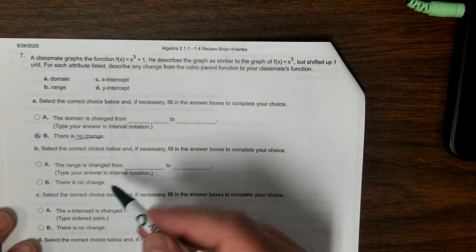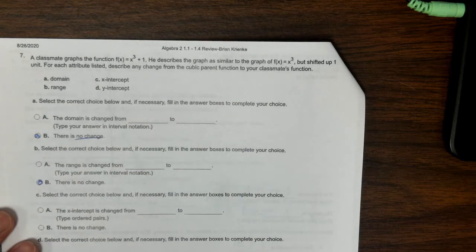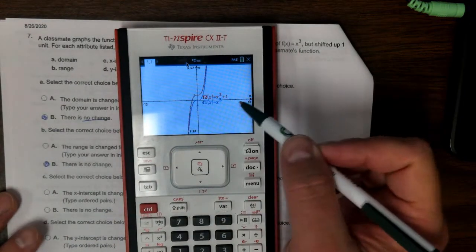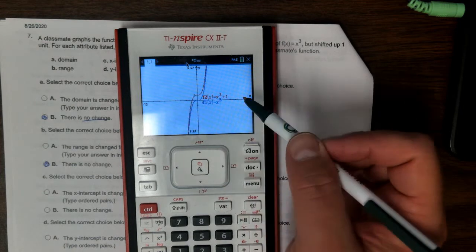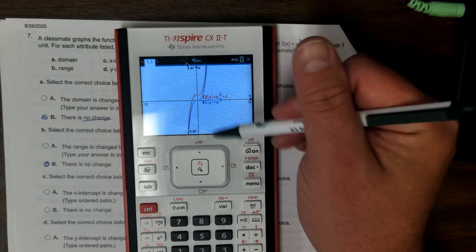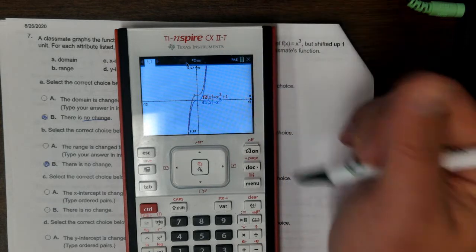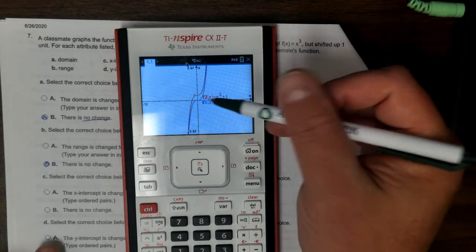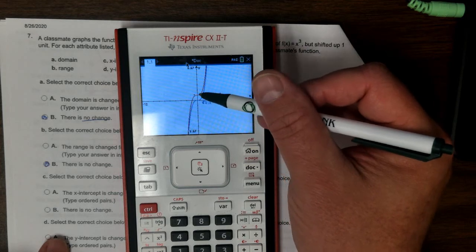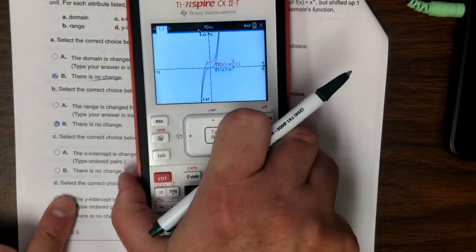And same thing for the range, because it still could be as wide as you want, any number at all, whether it's negative or positive. The x-intercept did change, and so did the y-intercept.